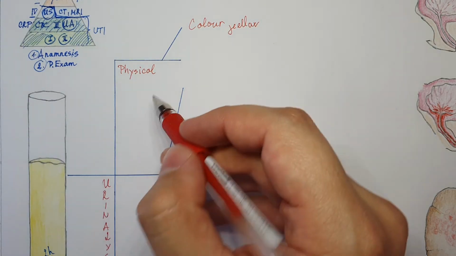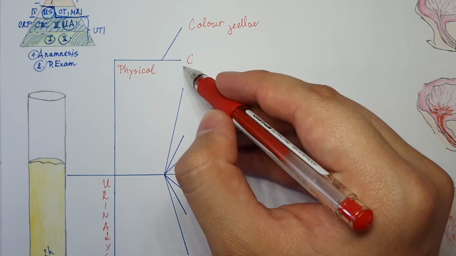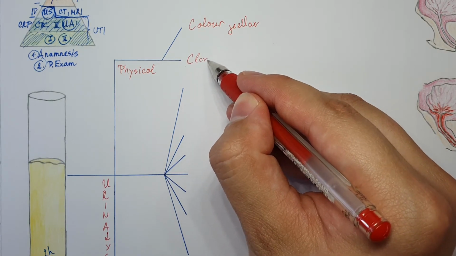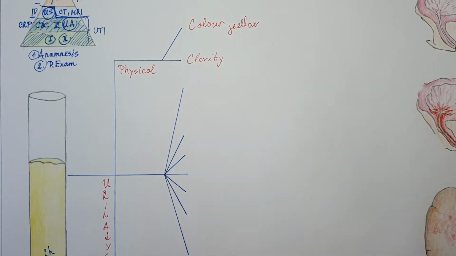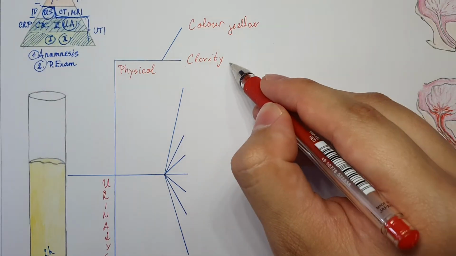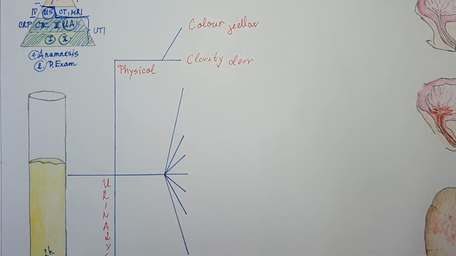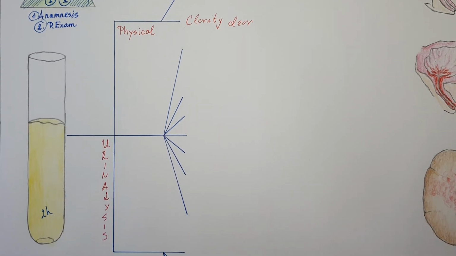The second physical characteristic is clarity. Basically, our urine needs to be clear. It can maybe be a little bit cloudy, but not too much. So out of these physical characteristics, you can actually not tell that much.